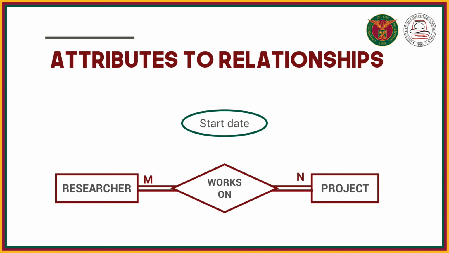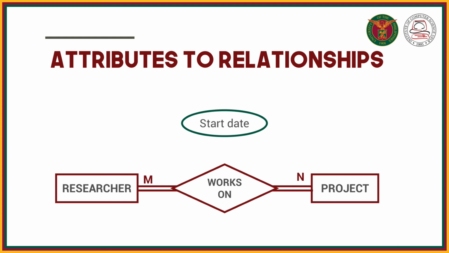Now, attributes to relationships. Now, we all know that an entity can have attributes because an attribute is a property or characteristics that describes the entity. But in some cases, we can also put attributes to a relationship. If we can minimize or avoid putting attributes to relationship, that is better because when we go to relational model, it is easier to translate ERD to a relational model kung wala tayong attributes sa relationship.